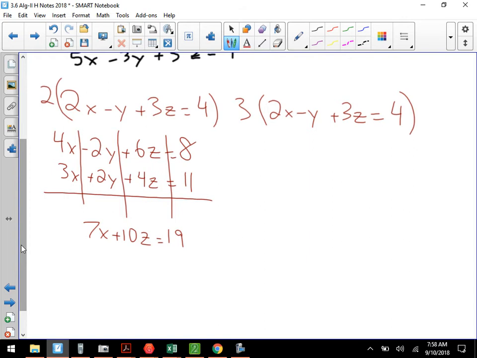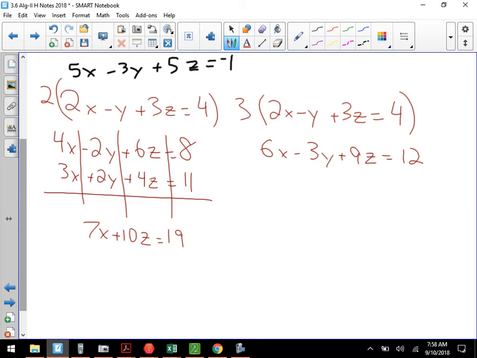So I'll get 6x minus 3y plus 9z is 12. Great reminder on how we distribute going across everything in parentheses. And 5x y. Subtraction. When you're subtracting these things out, this is kind of where people make mistakes.